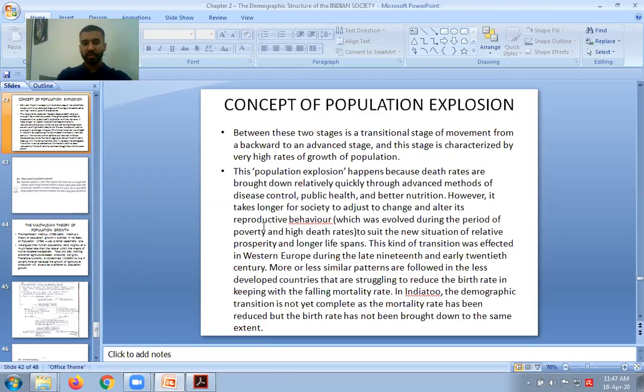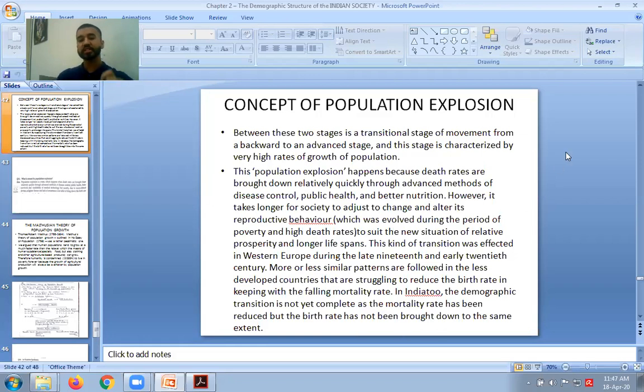So what happens here is that this population explosion happens because death rates are brought down relatively quickly through advanced methods of disease control, public health, and better nutrition. However, it takes long for society to adjust to change, and also its reproductive behavior, all those things we understand. And in India, the demographic transition is not yet complete, as the mortality rate has been reduced, but the birth rate has not been brought down to the same extent.